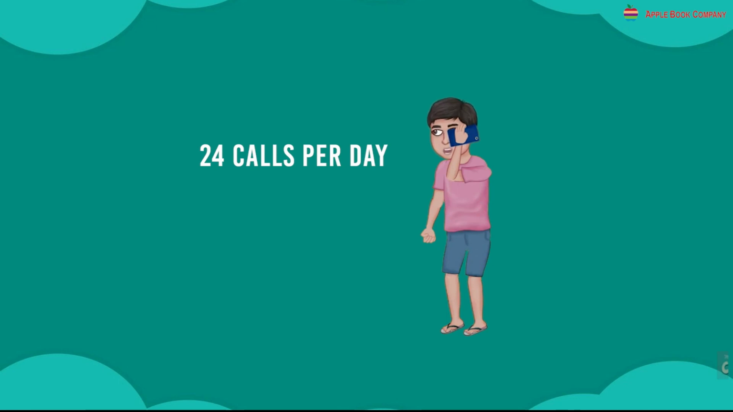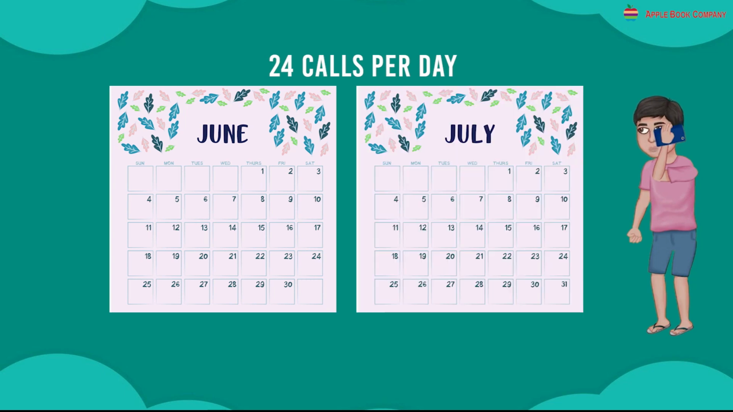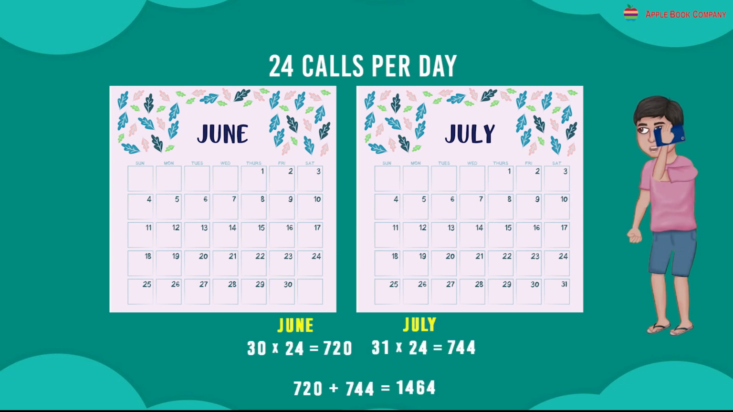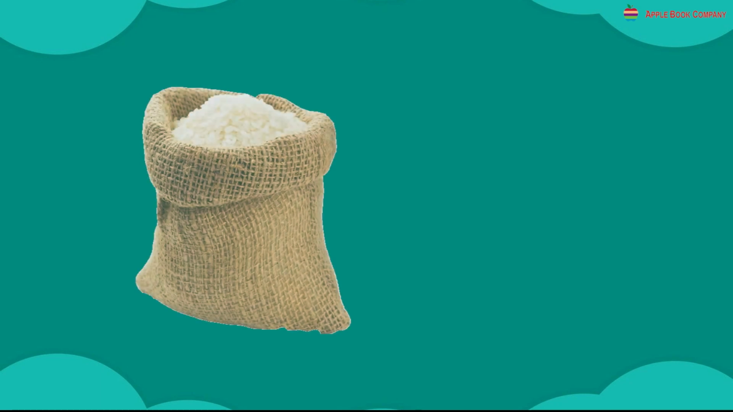Next question is, Ramu receives about 24 calls on his mobile per day. What would be the number of calls he would get in the months of June and July? So number of days in June is 30 and number of days in July is 31, and the number of calls he gets in the months of June and July. Please find the sum of these products. The answer you should get is 1464.